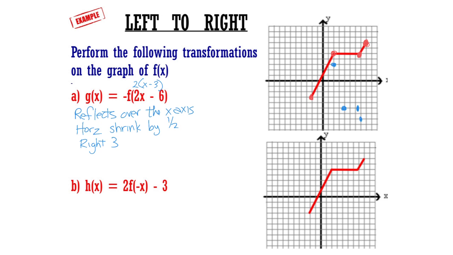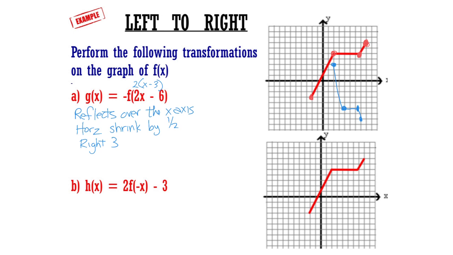And then you go connect all those points. And hopefully you can see that, yeah, it looks like it's flipped upside down. And it looks like it should be skinnier, like it's not near as wide because it had a horizontal shrink to it. And then it also moved right 3. Okay, we're going to try one more together, then I'm turning you loose on one.